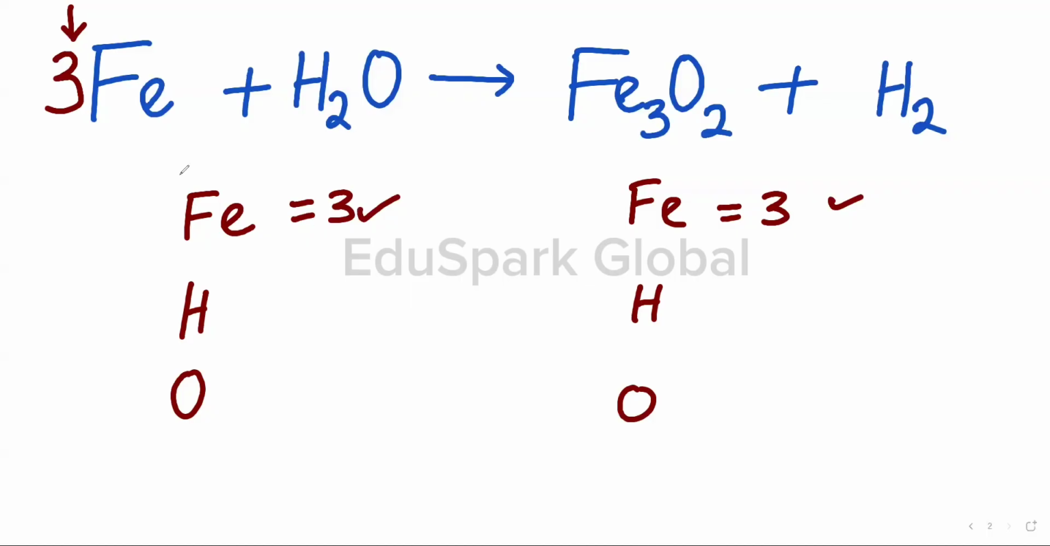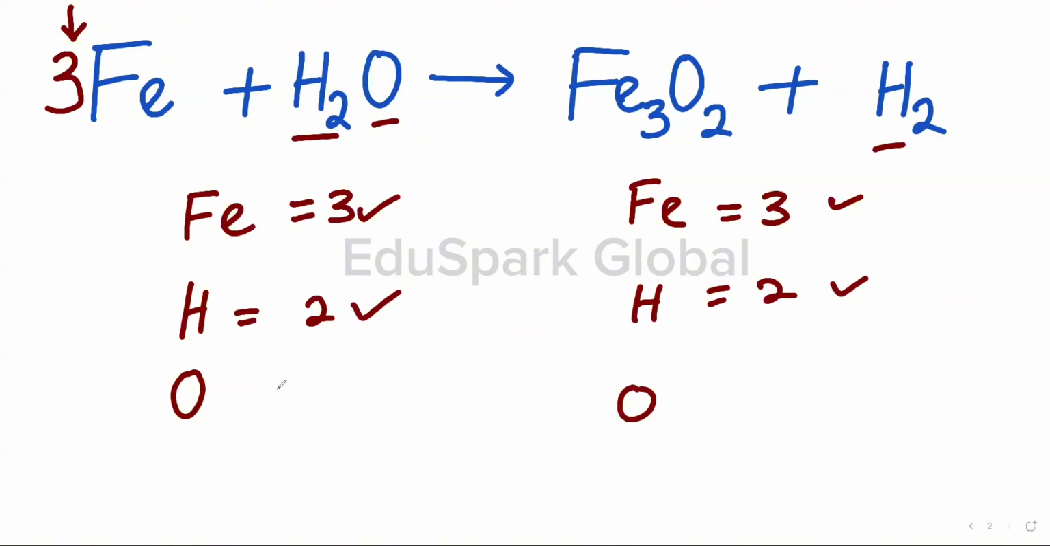Now, if we move on to hydrogen, we have 2 hydrogens on both sides, which means that this hydrogen is balanced, okay? There's 2 on both sides. So it's balanced for now. It could change as you go on, but right now it's balanced. We move on to the oxygen now.